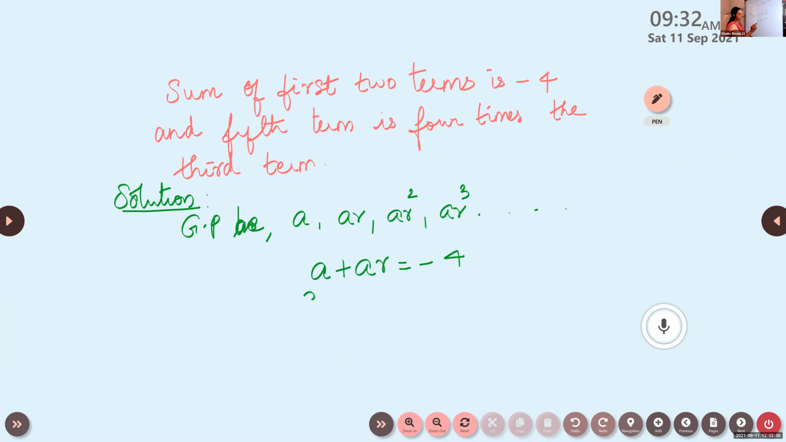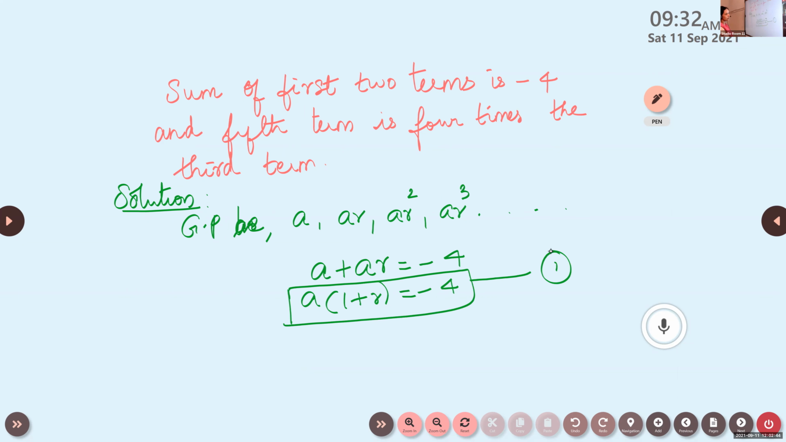From here we can take one a outside. So we'll get a into 1 plus r is minus 4. Write this within bracket. Name this as equation 1. Now look at the second point. What is the second point given? Fifth term is 4 times the third term.